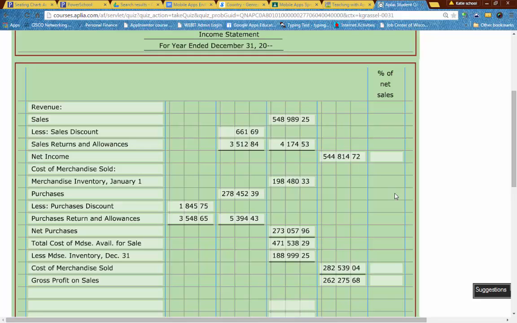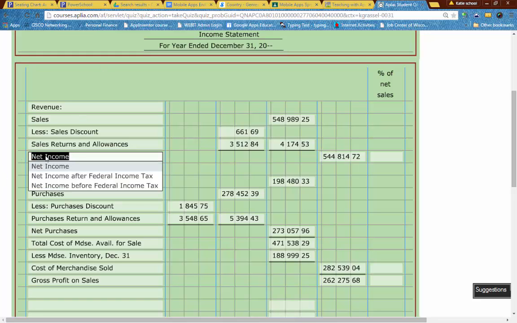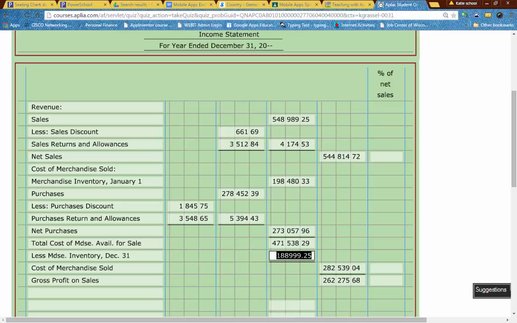Math. Subtract the two. Go down. This one? Subtract this one. Gives you that. Go down. Yes, not net income. I got a little happy on my net. Right here, yeah, this number right here is my merchandise inventory to December 31st.